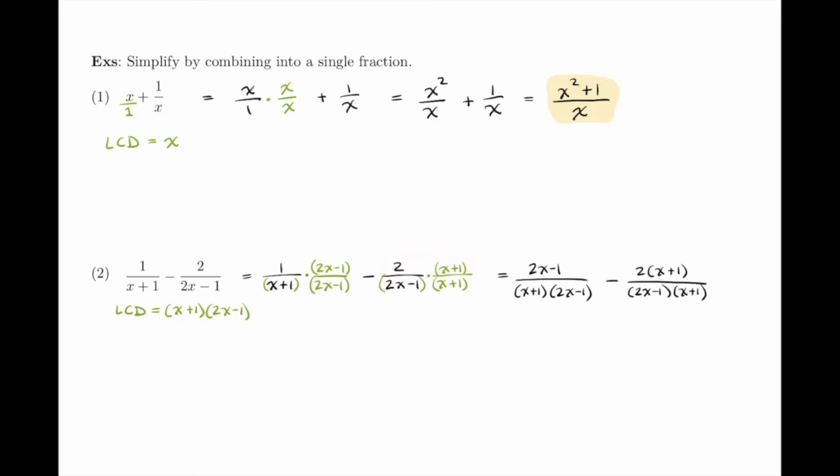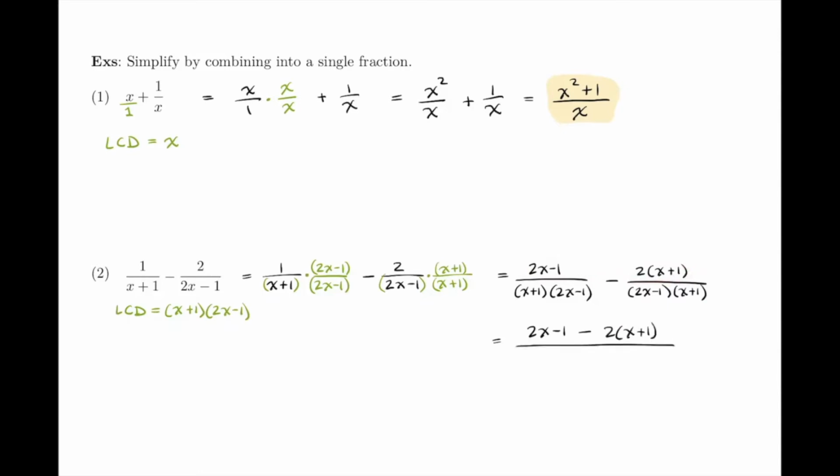but it's just written in the opposite order. Now that we have a common denominator, we can just combine these fractions together by subtracting their numerators and then leaving the denominator as the common denominator. So in the numerator, we will have 2x minus 1 from the first fraction, then minus, from the second fraction, 2 parentheses x plus 1.